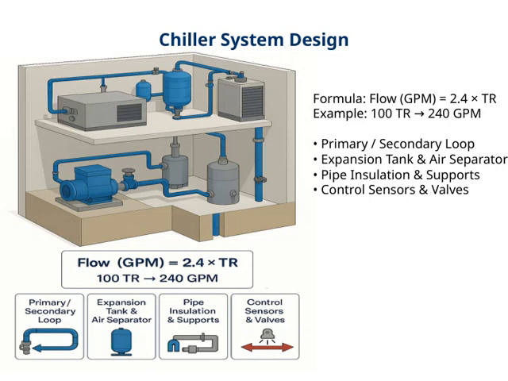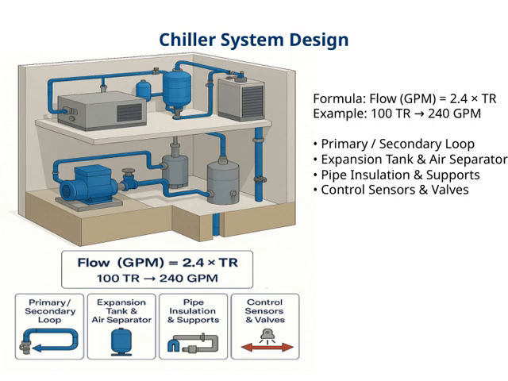Let's take a closer look at chiller system design. First, there's a simple formula to determine the flow rate in gallons per minute, or GPM. It's calculated by multiplying 2.4 by the total refrigeration tons, or TR. For example, if you have a 100 TR chiller, the flow rate would be 240 GPM. This helps ensure your system is properly sized for efficient operation.